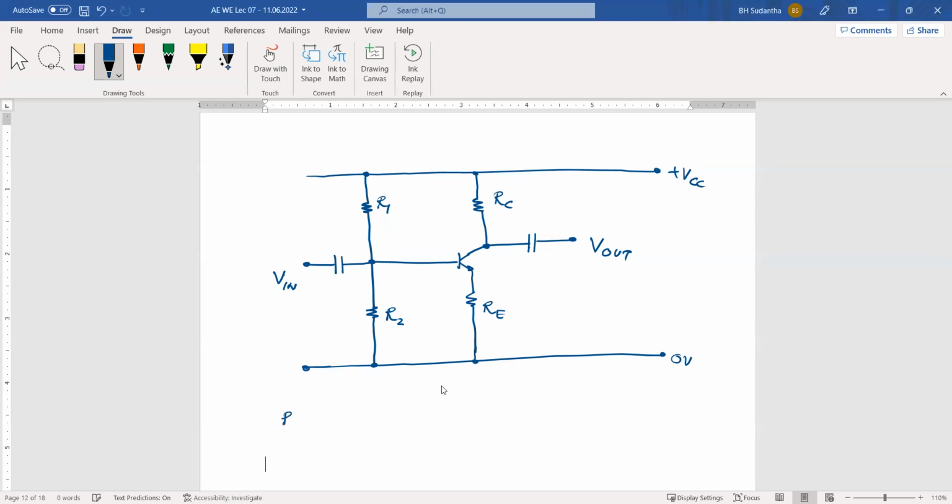Okay, we can take R1 10K, R2 5K, and this RC is 1K, RE 2K. This is C in, this is the collector capacitor, only this output capacitor. We can say this is the emitter capacitor. This is C out.